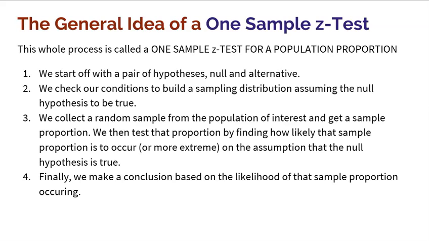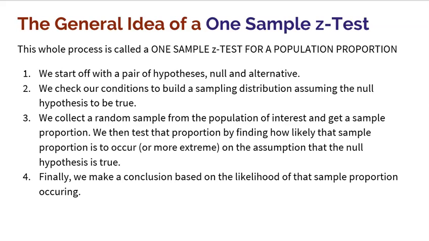So let's step back to this general idea. There are 4 steps. We're not going to learn them all in this video, but I do want you to get a basic idea of what a one sample Z test for a population proportion is all about. First step is all about those hypotheses. What do we believe to be true? And then what do we think? What do we know? What is our thought? What's the alternative that we want to be true?